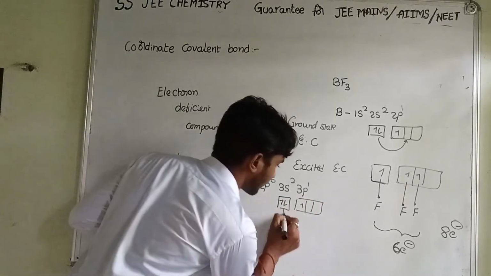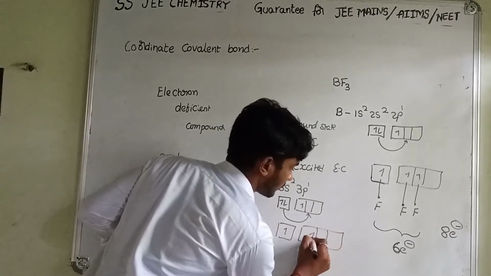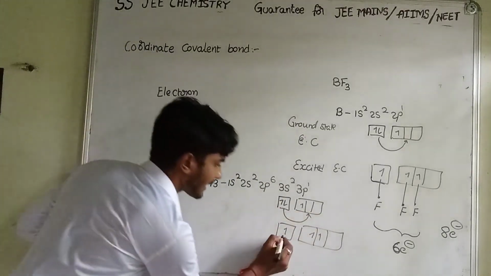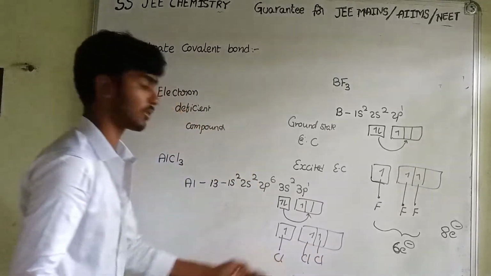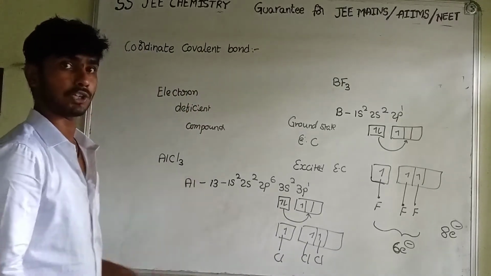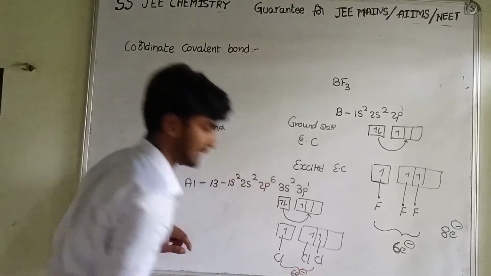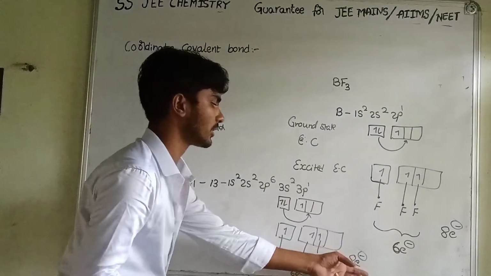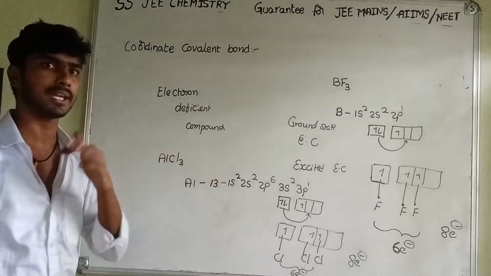Next, excited state electronic configuration. So an electron jumps from here to here. Okay, the excited state electronic configuration of aluminium is like this. Here each electron interacts with chlorine and forms the AlCl3 molecule. Here you can observe how many electrons are there? 6 electrons. But how many electrons should be there? According to the octet rule, 8 electrons should be there. But here only 6 electrons. So it is short of 2 electrons.